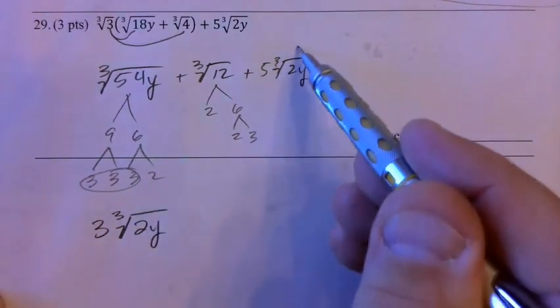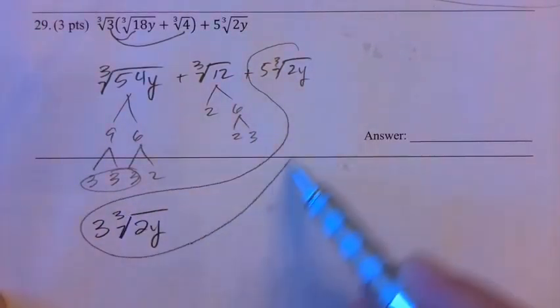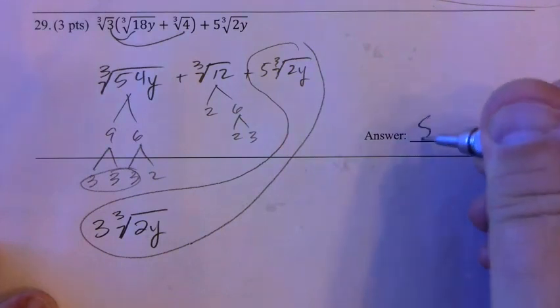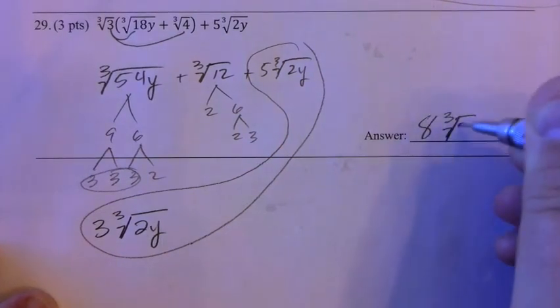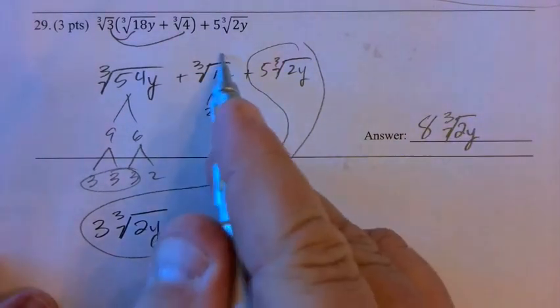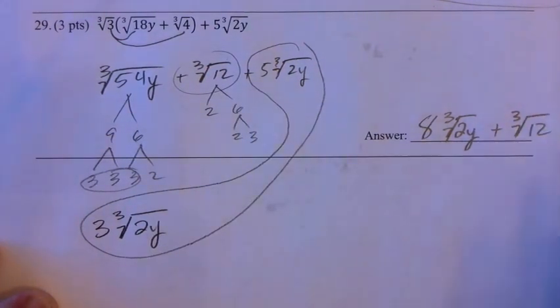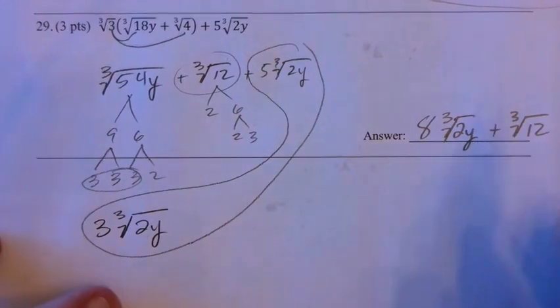But check out, these are now like terms. So 3 plus 5 is 8 times the cubed root of 2y. And this cubed root of 12 is left behind. And it doesn't matter which order I write those in.